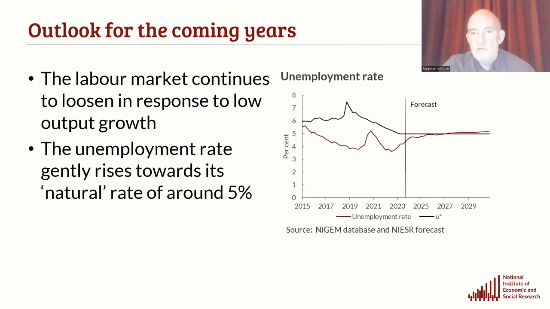What about the unemployment rate itself? We think it's going to gently increase to 5%. 5% is our best guess of the natural rate. Remember, we have that formula: unemployment inflows equal unemployment outflows. And we think that gives you an unemployment rate of 5%. The unemployment rate currently, 3.9%, is still below that. We think it'll gently rise to that 5%.